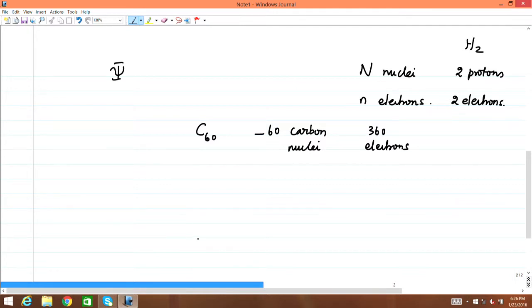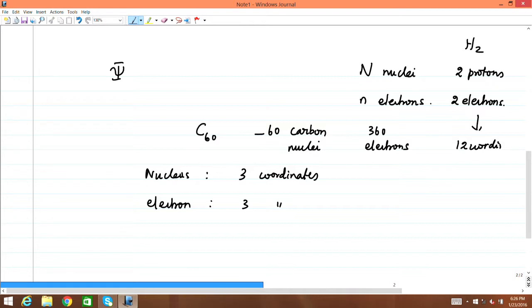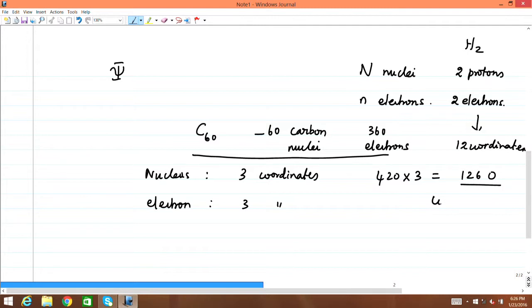Now, each nucleus in a 3-dimensional coordinate system has 3 coordinates, and so are the electrons. Each electron has 3 coordinates. Therefore, in the case of hydrogen molecule, you are looking at 12 coordinates, and in the case of carbon 60, you are looking at 420 times 3, 1260 coordinates.